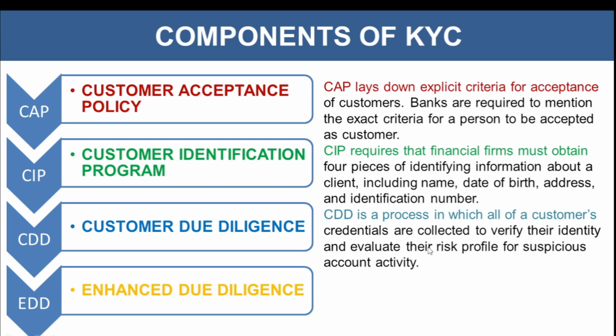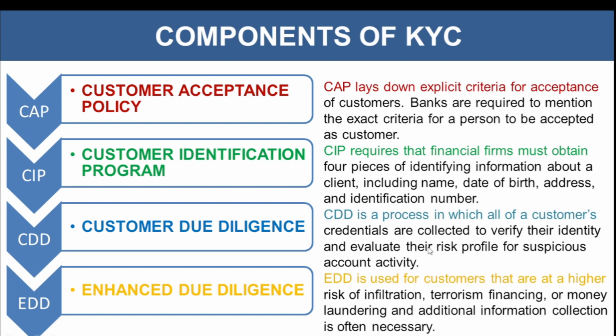On the basis of the occupation you are doing, on the basis of the transactions happening in your account, they will categorize you as a low risk individual, as a medium risk, or as a high risk. Enhanced due diligence is used for customers that are at a higher risk of infiltration, terrorism financing, or money laundering, and additional information collection is often necessary.